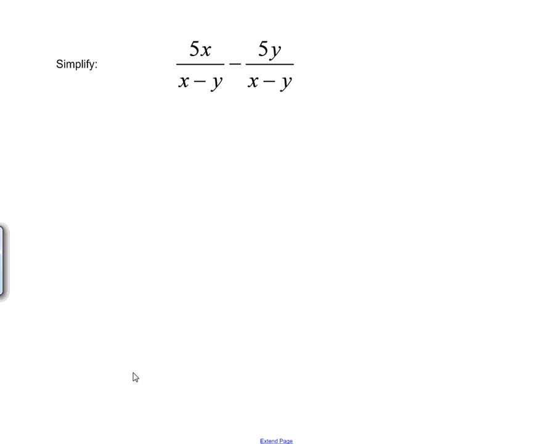Okay, so in this case, we don't need to do anything to the fractions because they already have common denominators. So we can turn this into 5x minus 5y over x minus y. Simple enough. Are we done?